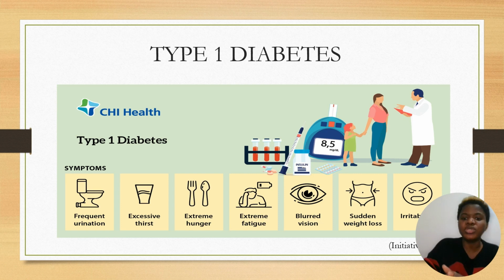Okay, so now we're looking at diabetes. Type 1 diabetes. It's another autoimmune disease. This picture just shows you different symptoms that one can have. Someone with type 1 diabetes, if you're feeling these symptoms, I hope you're not, but there is frequent urination, excessive thirst, extreme hunger, extreme fatigue, blurred vision, sudden weight loss, irritability. These are some symptoms that are attached to type 1 diabetes.